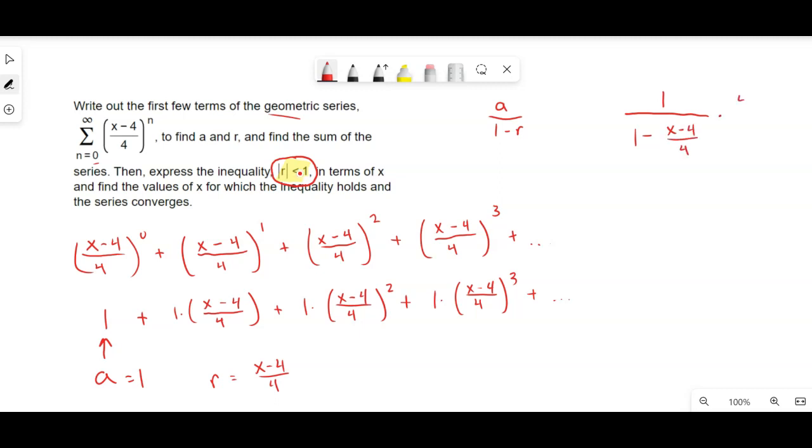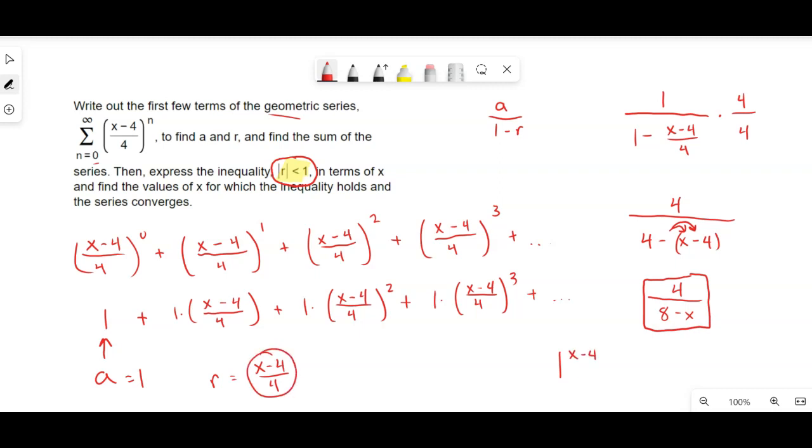All right, we're going to do the same thing that we did in the previous example. We're going to multiply top and bottom by 4 to get rid of the fraction. Distributing the minus sign through, I'll have 4 over 4 minus x plus 4, which would be 8 minus x. Now this is what it converges to as long as the absolute value of r, (x minus 4) over 4, is less than 1.